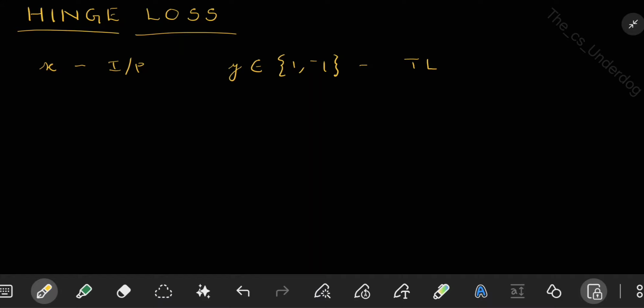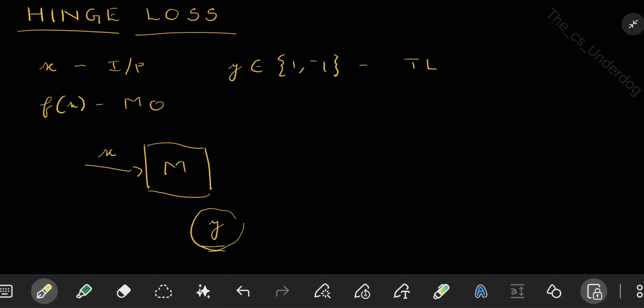Okay. Next one is f of X. F of X is the model output. You have a model. To this model, you are going to pass X. Then you know the actual answer is Y, the actual class it belongs to. But whatever the model is outputting, this is what you are going to call f of X. You can call it f of X or Y cap. Both are the same stuff. In the last lecture, we used the Y cap notation. You can also call it f of X. Whatever is the model output, that is what we are calling f of X.